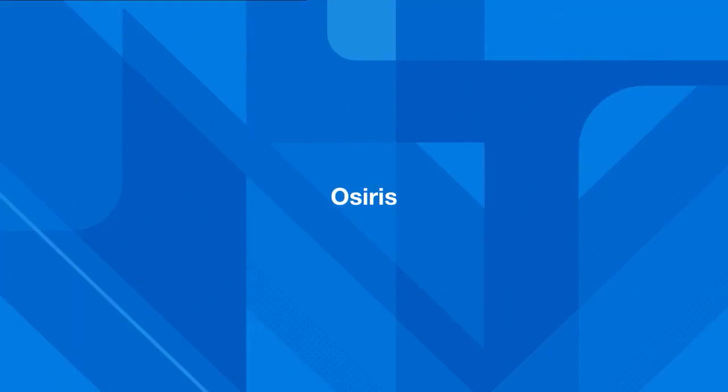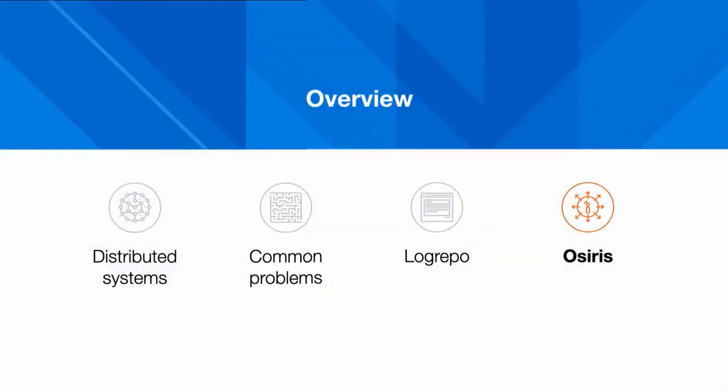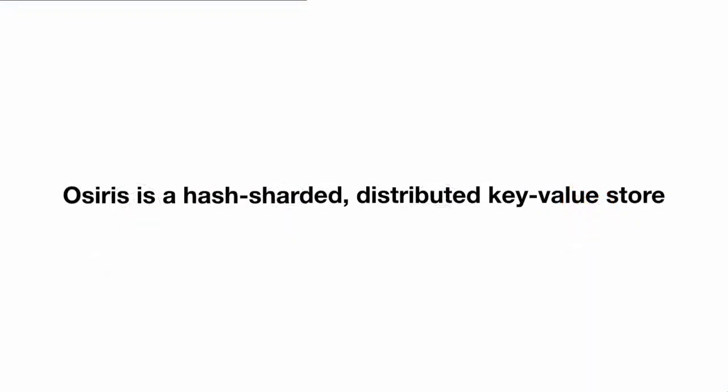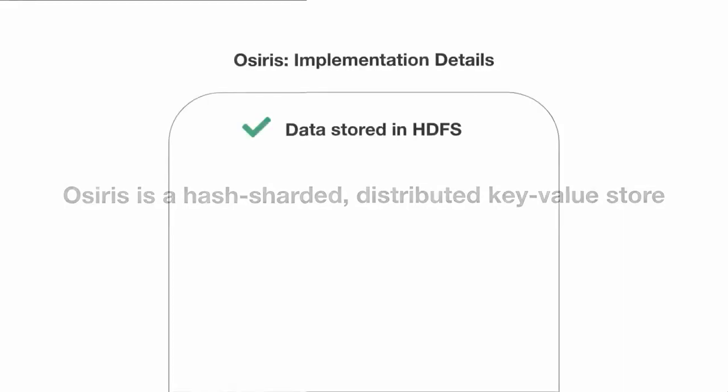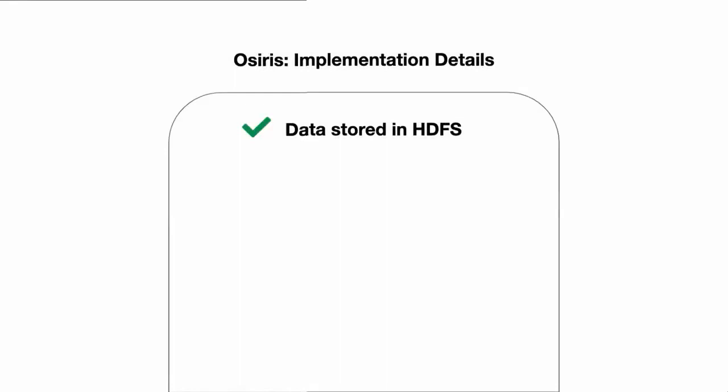The overview slide with Osiris highlighted. So the short version, maybe the one-sentence version of what Osiris is: it's a hash-sharded distributed key value store that runs on top of Hadoop. And we built Osiris to store both log repo and many of our other NoSQL datasets. Osiris implementation details. Data stored in HDFS, check. Metadata and coordination handled by Zookeeper, check.